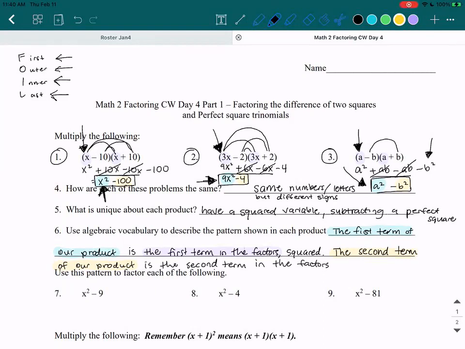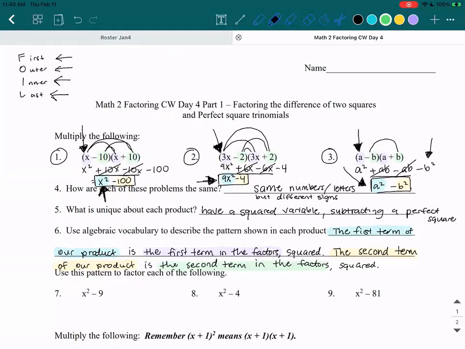My pen just stopped working for a second. Is the second term in the factors squared? So what is the second term in our factors? Let me highlight that in green. The second term in the factors, that would be the 10. Or in number 2, 2. Or in number 3, b.